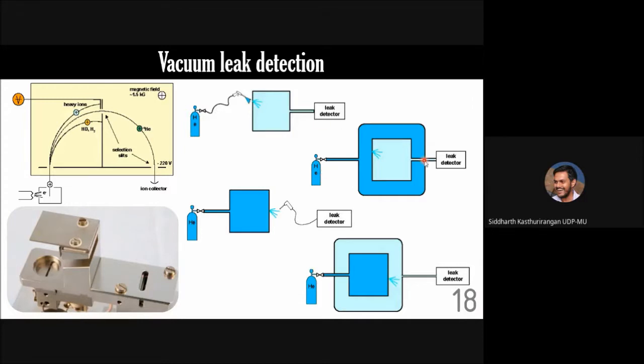There are several other modes of configuration for this. You can have a helium balloon around the accelerator, pump the whole thing with helium, and have the leak detector connected like this. You can also do reverse. You can fill the whole chamber with helium gas and then use the leak detector from outside to detect at various points. This is called sniffer mode of operation, the third panel. Sniffer because it is sniffing, trying to smell out where is the leak, kind of.